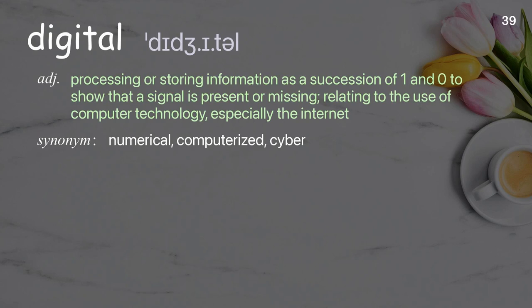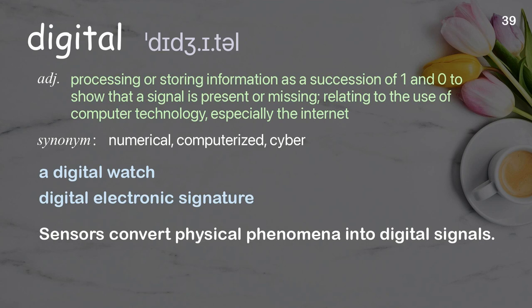Digital. Processing or storing information as a succession of 1 and 0 to show that a signal is present or missing, relating to the use of computer technology, especially the internet. Examples: a digital watch. Digital electronic signature. Sensors convert physical phenomena into digital signals.